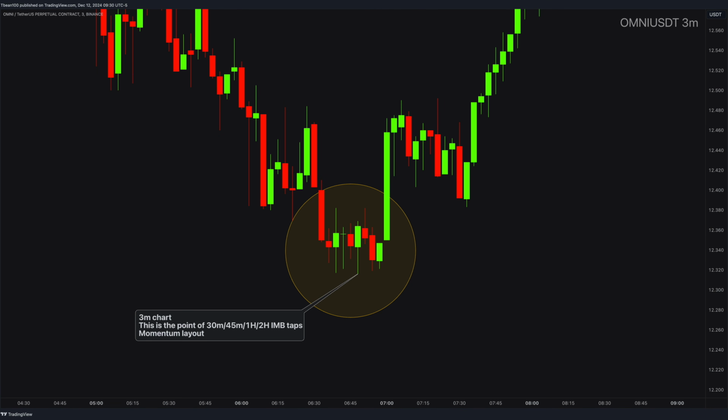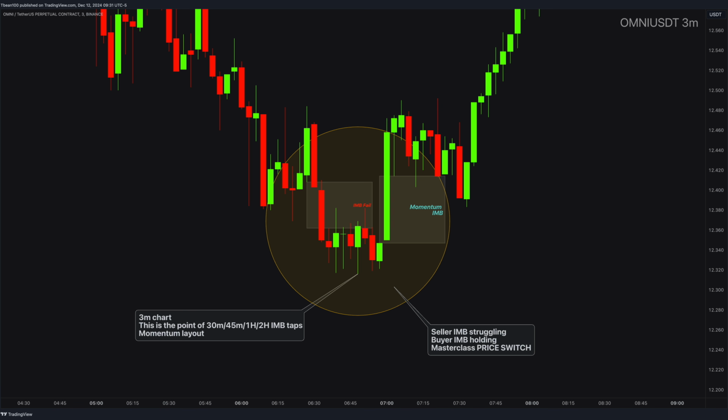Okay, we are in the 3-minute chart to talk and learn more. Remember, this is the close-up point of the 4 imbalance steps happening in the momentum layout. Right at this point, you'll notice an almost failed imbalance followed by a momentum imbalance. Basically, a masterclass price switch.